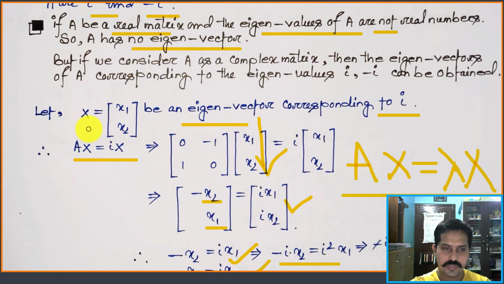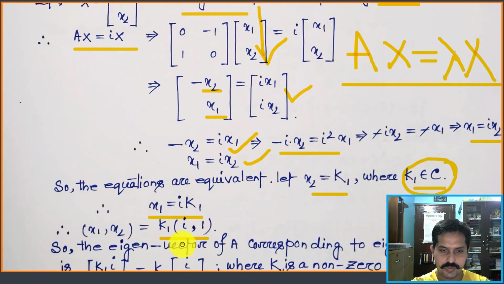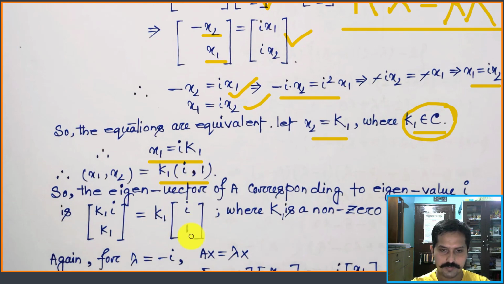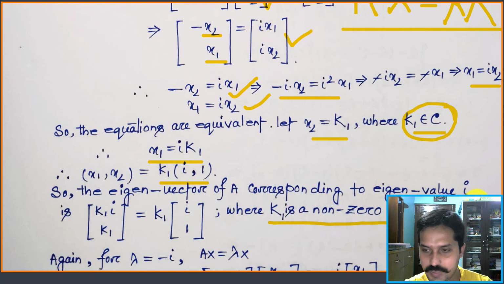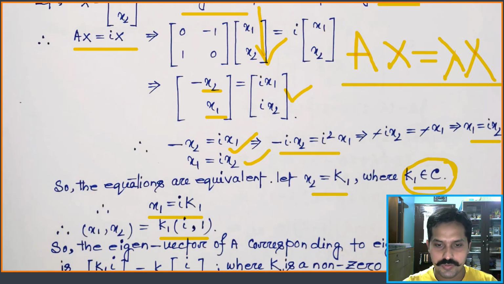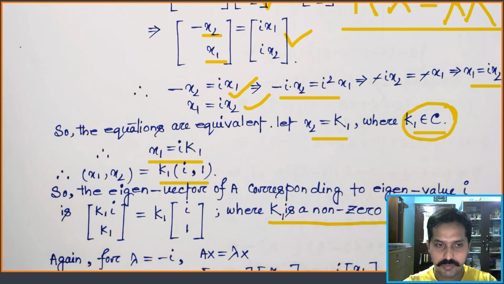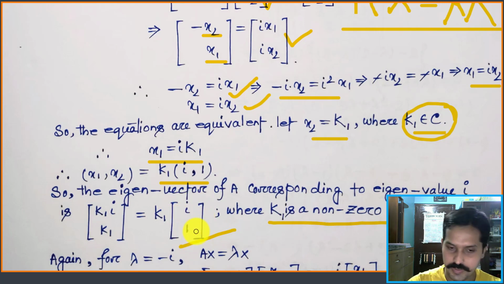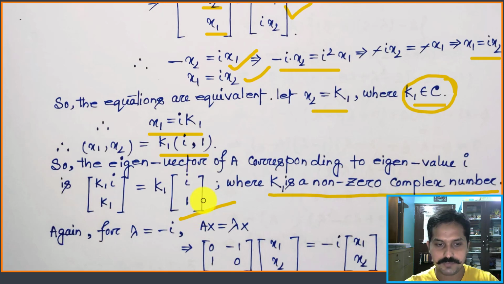So what is the matrix? The matrix is X equals x1, x2 like this. So just write down k1 times I, 1, where k1 is a non-zero complex number. You have to write this in this way only. Again I am repeating, if the eigenvalue is real, we have to write where k1 is a non-zero real number. If the eigenvalue is a complex number, then we have to write k1 is a non-zero complex number. Also, I told you that if eigenvalues are real, then the eigenvector will be real. If eigenvalues are complex, then the eigenvector will be complex. So see, this is a complex matrix only.